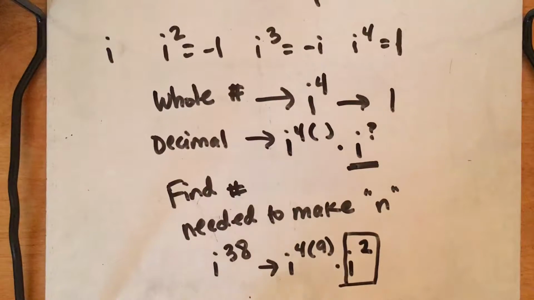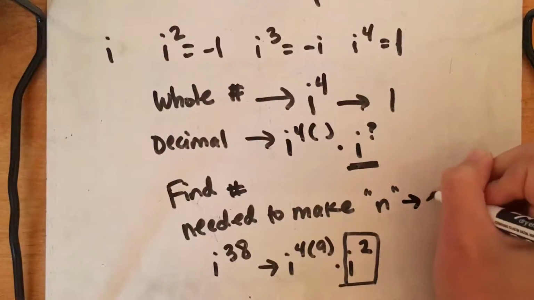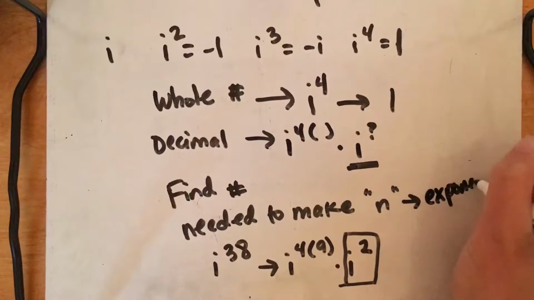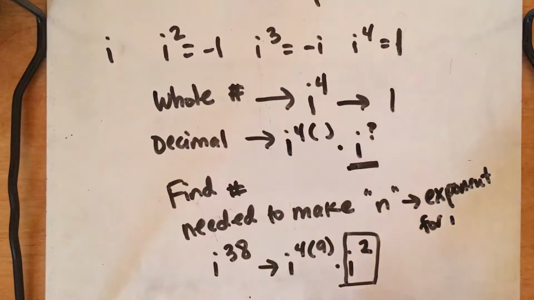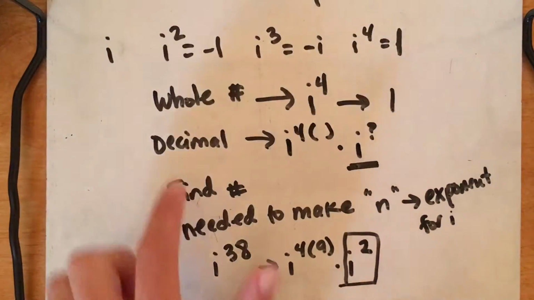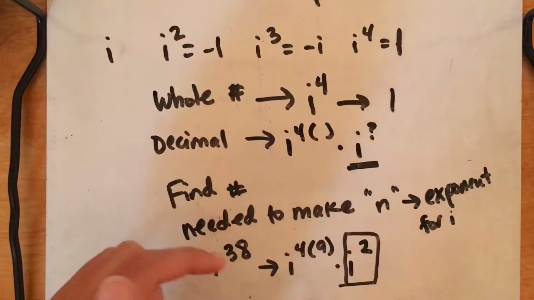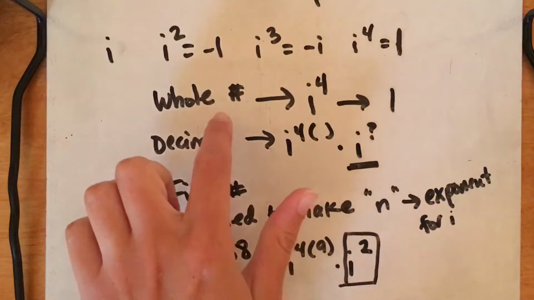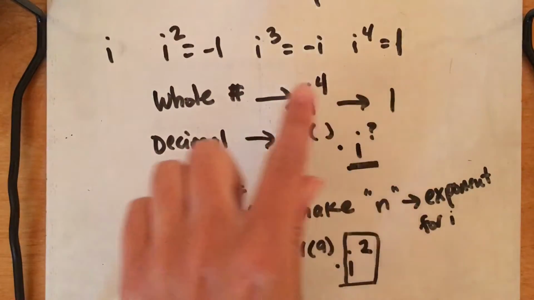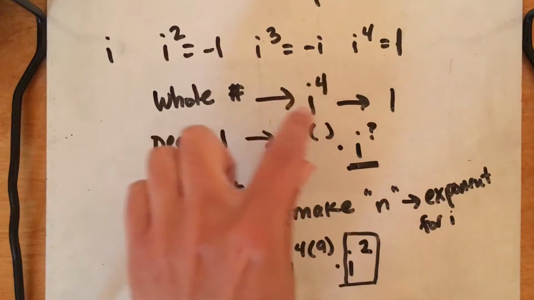That's my simplified version. So whatever you need, find the number needed to make the n, that becomes your exponent for i in your answer in the end. So you're going to divide it by 4. If it becomes a whole number, say if it was i to the 40th, and you take 40 divided by 4, you'd get 10. So then your answer just reduces to 1, because you have 10 of these, which is just worth 1.